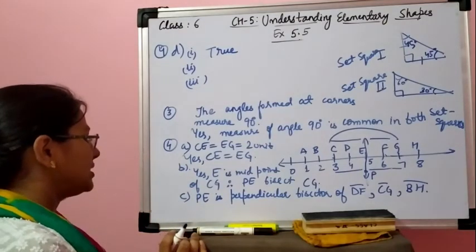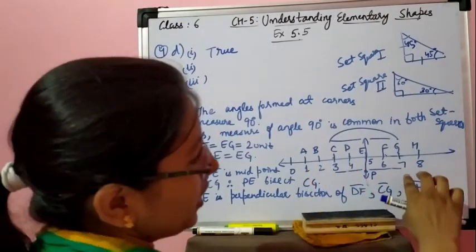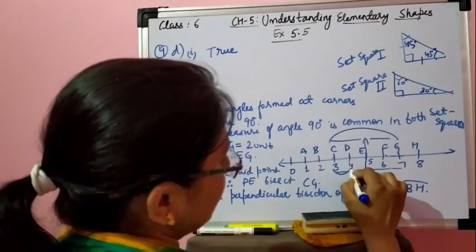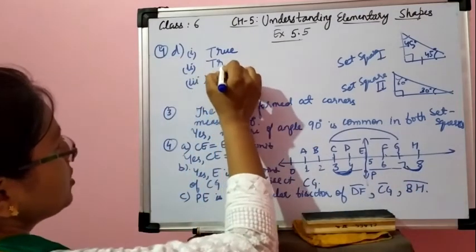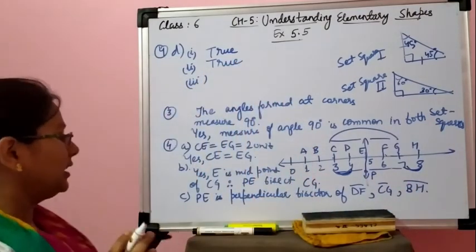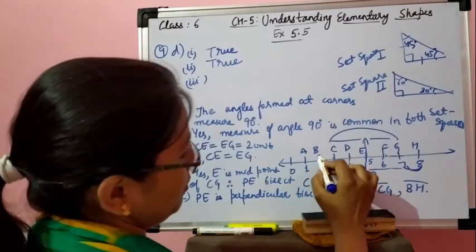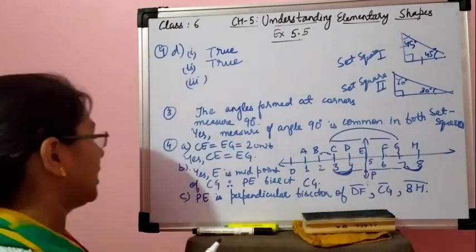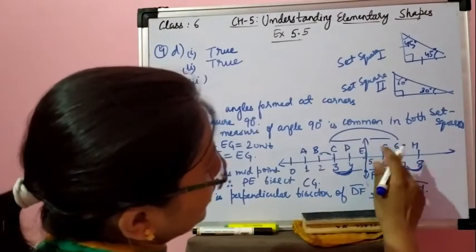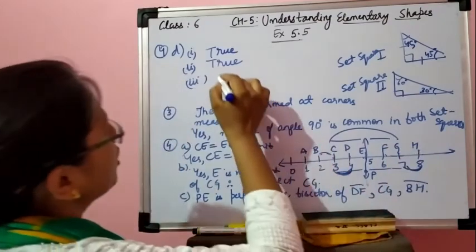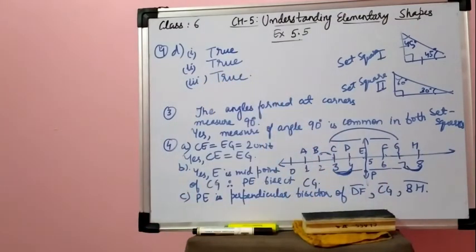Second part, CD is equal to GH. CD is 1 unit and GH is also 1 unit. So again it is true. In the last part they are asking BC, how many units is this? It is 1 unit. BC is less than EH, and how many units is EH? 1, 2 and 3. So again it is true. BC is less than EH.